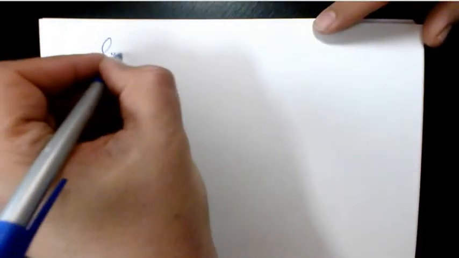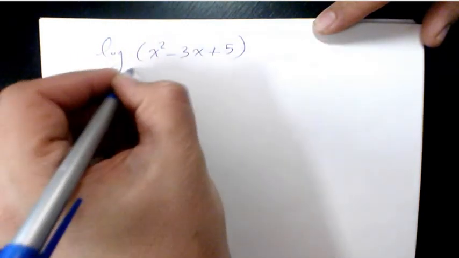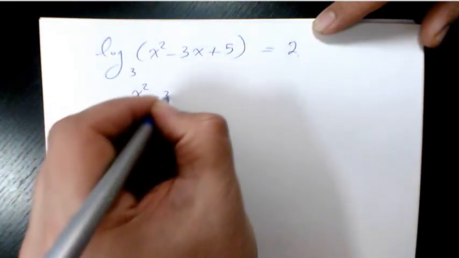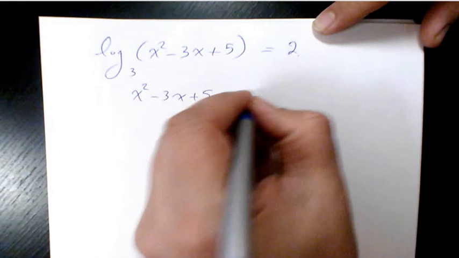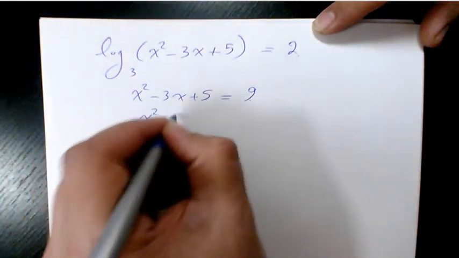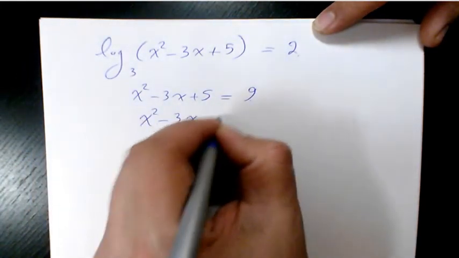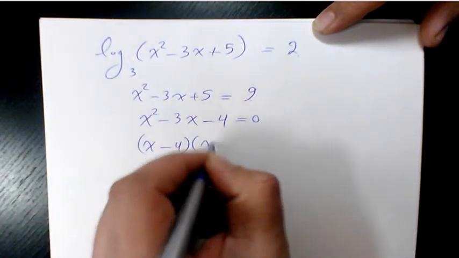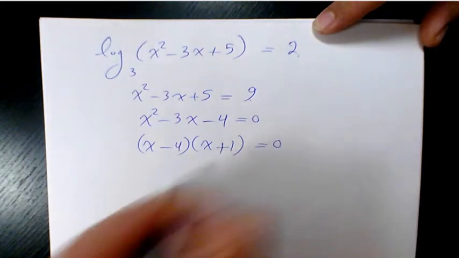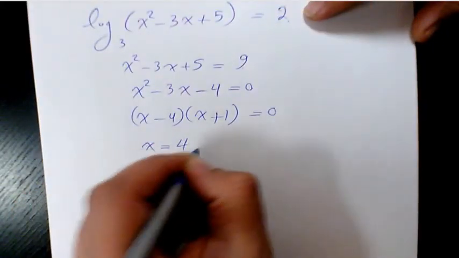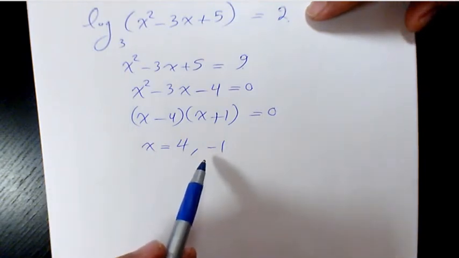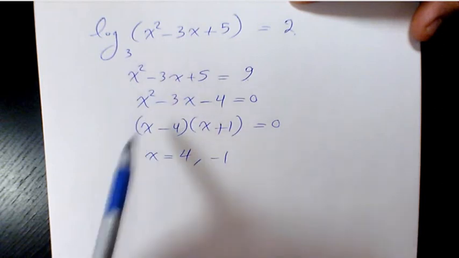Next one, log base 3 of (x² − 3x + 5) equals 2. So we can say x² − 3x + 5 equals 3 squared, which is 9. So x² − 3x − 4 equals 0. Then when you factor it, x is going to be 4 and negative 1. We need to find out which one is acceptable, which one is not.